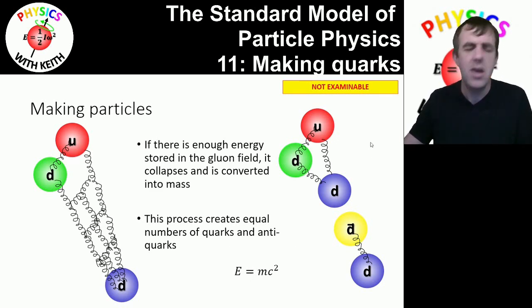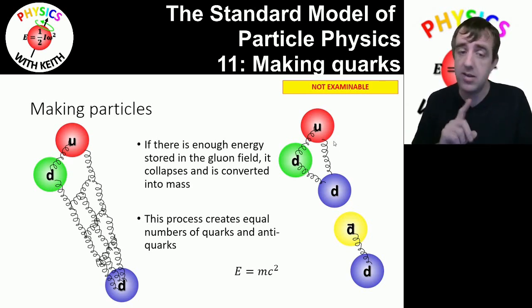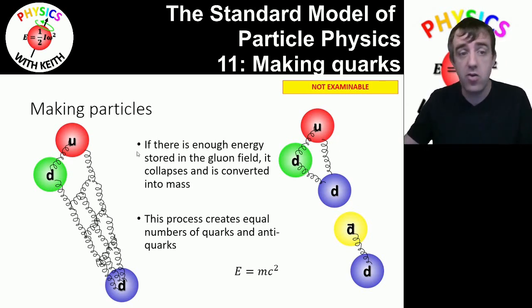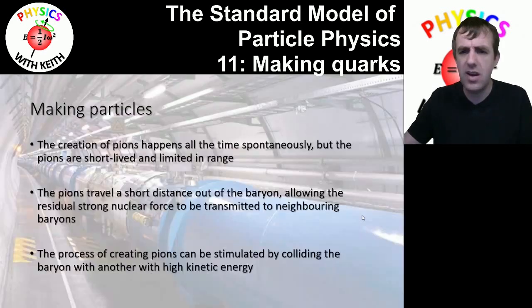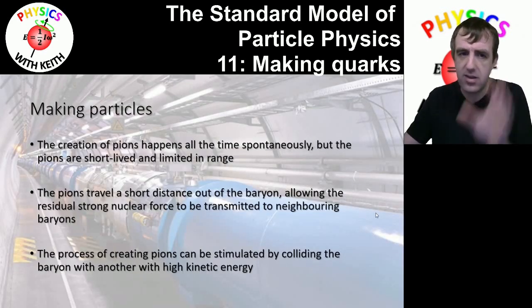So a question might be, well, how is it that you pull a quark out? You can't actually get a single quark by itself. You cannot isolate it. Because when you try to pull this quark out, the gluon field collapses into a quark and an antiquark. You can't get a solo quark by itself.